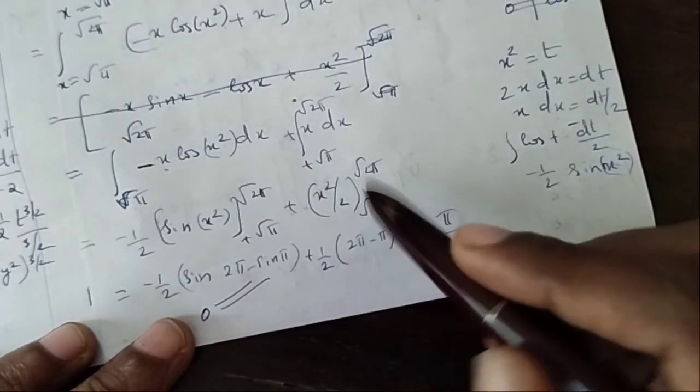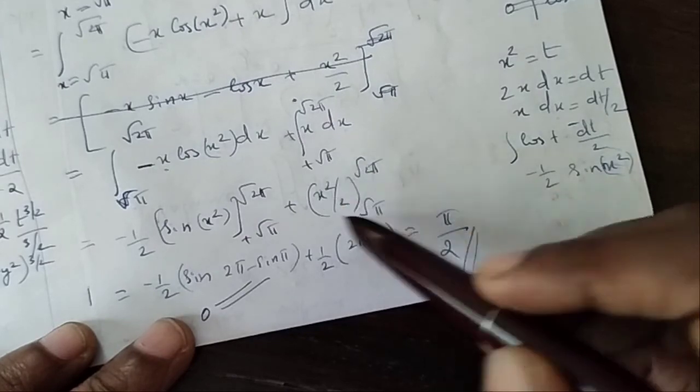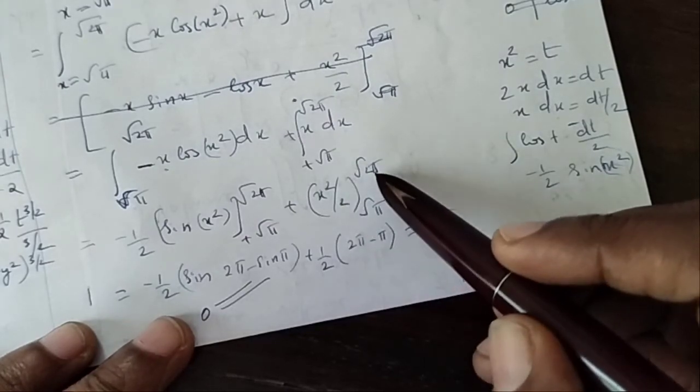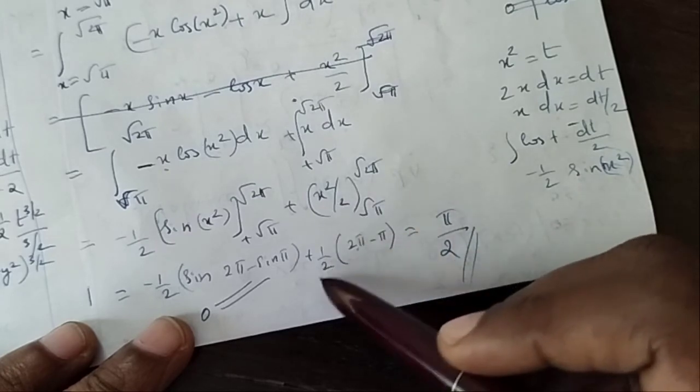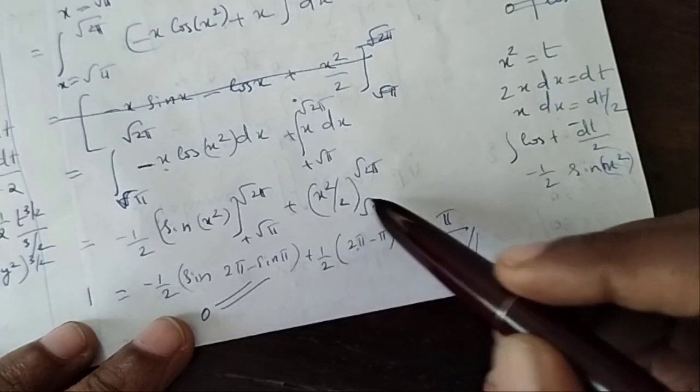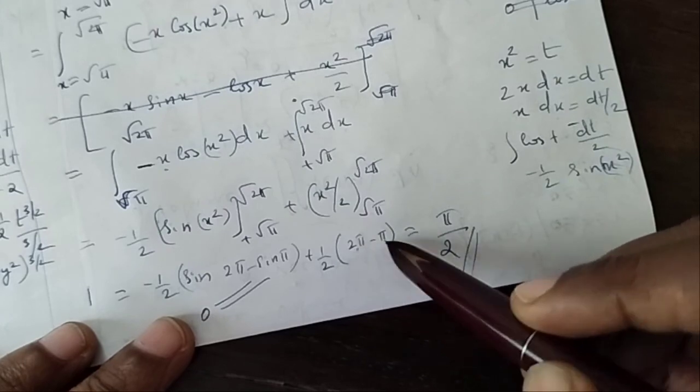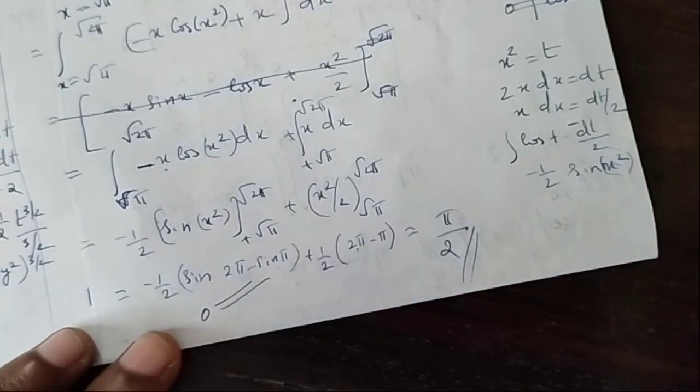And the only remaining non-zero term corresponds to the second term. That is, if x is root of 2 pi, squaring gives 2 pi. Half is common. So 2 pi minus, if x is root pi, it is pi. So 2 pi minus pi, pi by 2 is the answer. Okay.